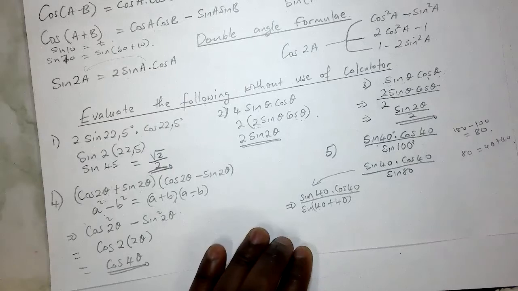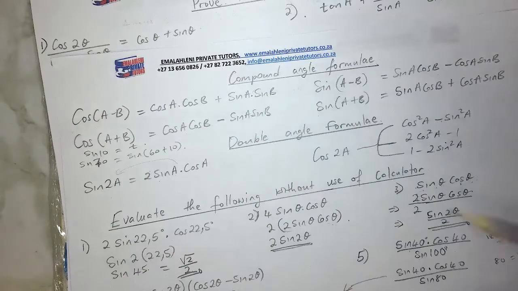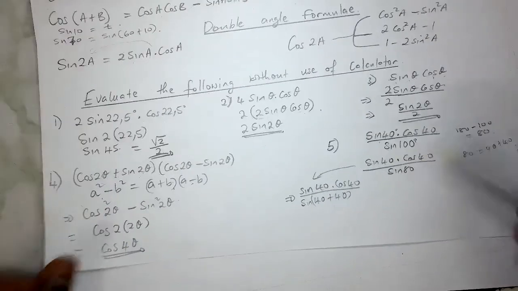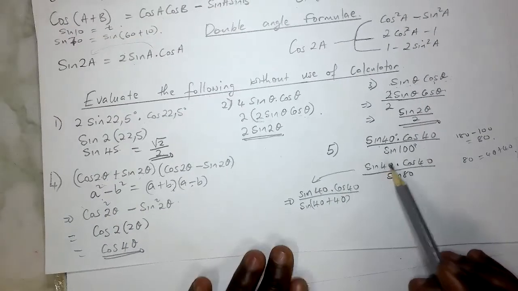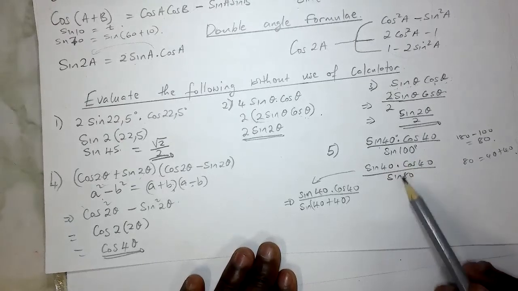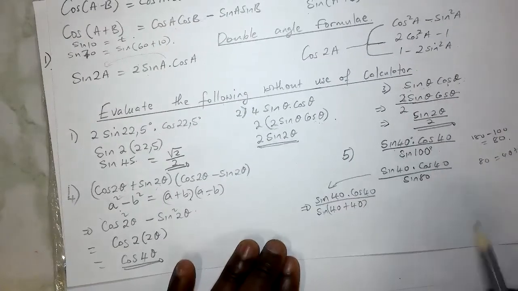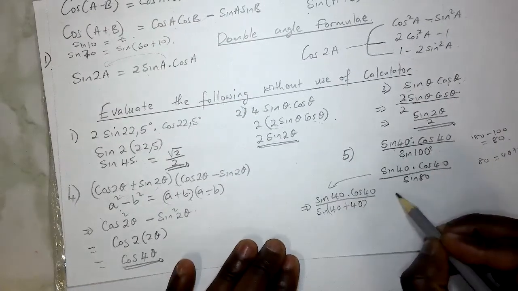Can you see how we are applying now our compound angle? We want it to suit what we have here, because we've got 40 up here, and we don't have 40 down here. So we must find a way to get to 40 there, so that we can cancel it if it's possible. Now, what are we going to get here?